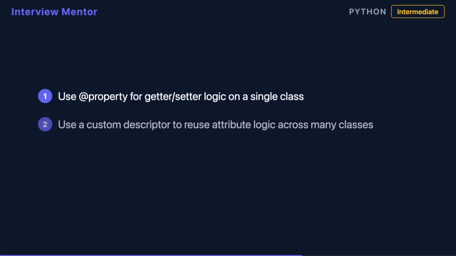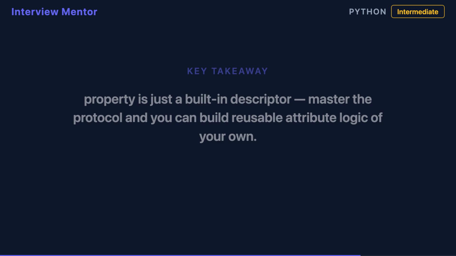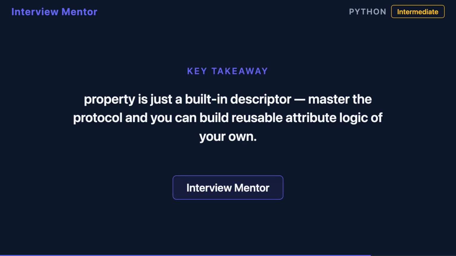Use @property when you need getter or setter logic on a single class. Write a custom descriptor when you want to reuse that attribute logic across multiple classes. Think type validation, unit conversion, or lazy loading. Property is just a built-in descriptor. Once you understand the protocol, you can write your own for clean, reusable attribute logic across any class.